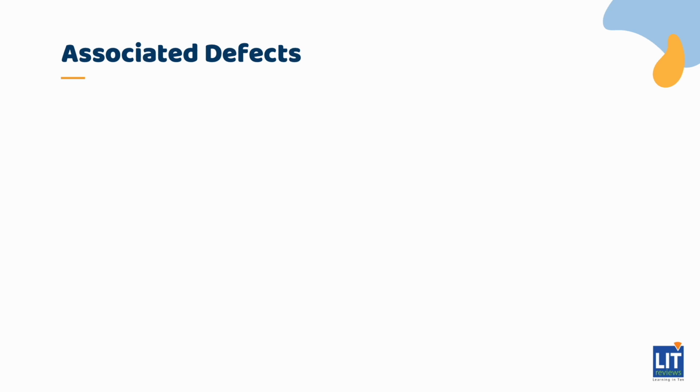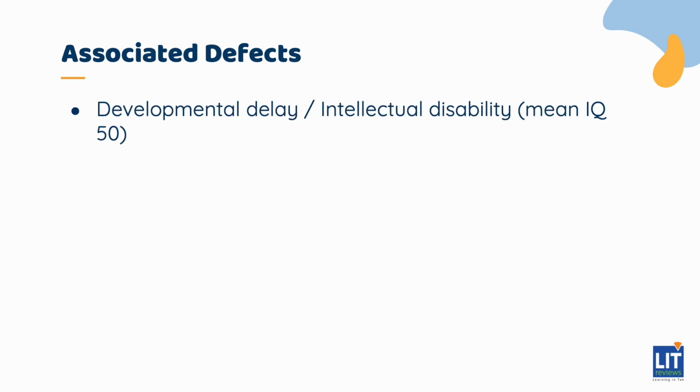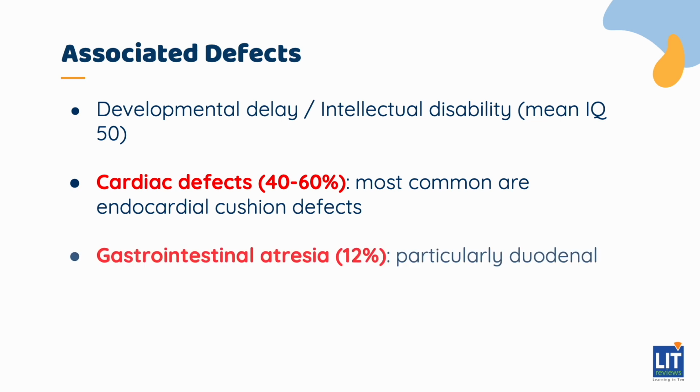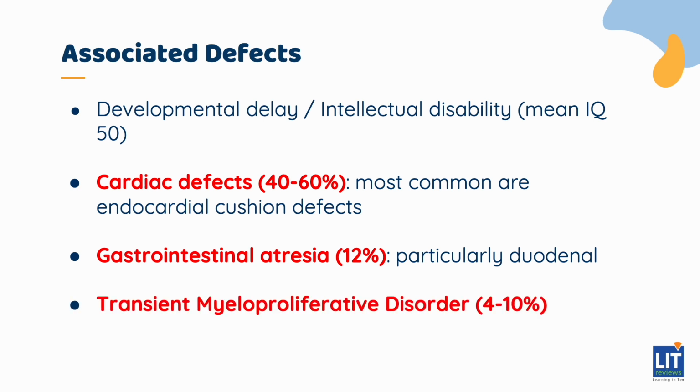There are multiple conditions associated with Down syndrome. The vast majority of patients have developmental delay and intellectual disability with an average IQ of 50. Cardiac defects, most commonly endocardial cushion defects, are present in 40 to 60% of patients. Gastrointestinal atresias are present in 12% of patients, with duodenal atresia being the most common. A minority of patients, approximately 4 to 10%, have a transient myeloproliferative disorder shortly after birth. This is usually manifested as the presence of blasts in the peripheral blood. This typically improves over the first 3 months of life without intervention.